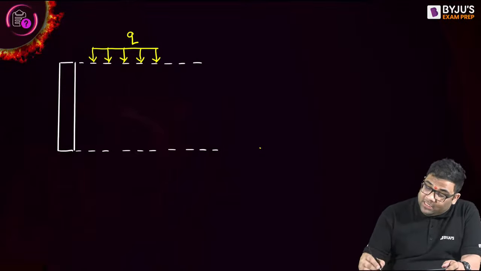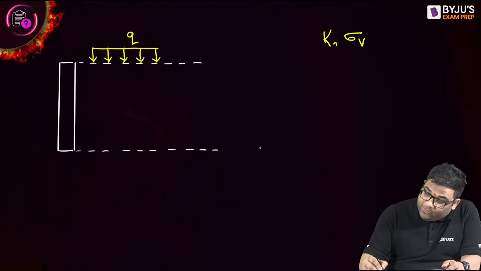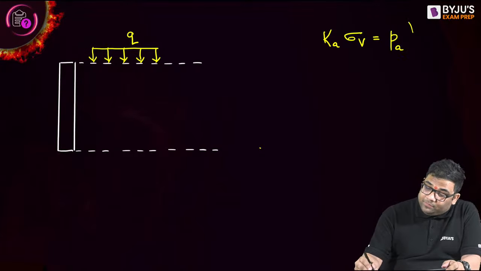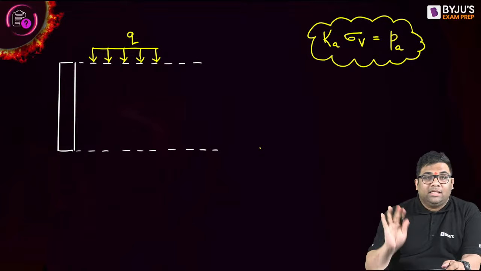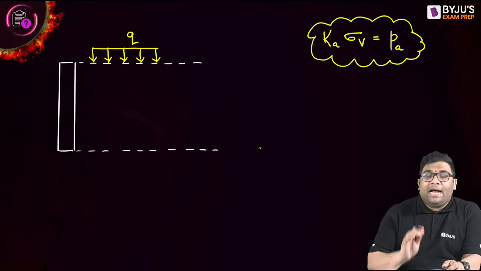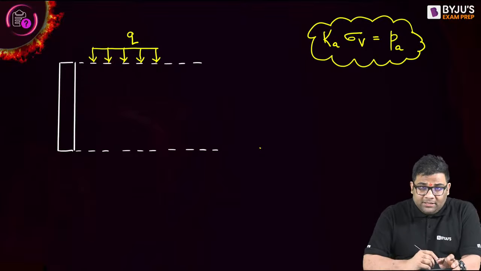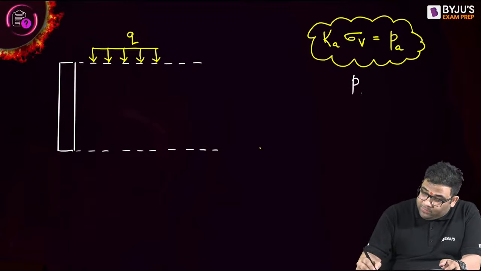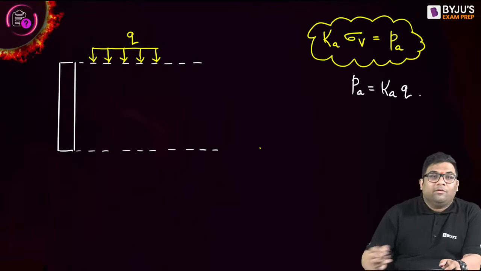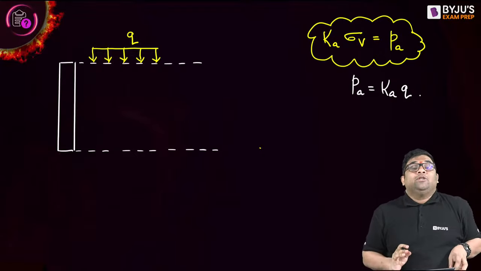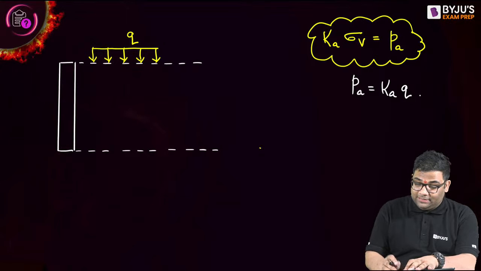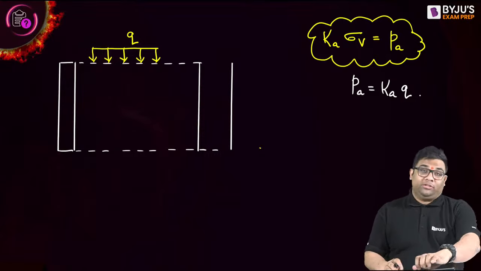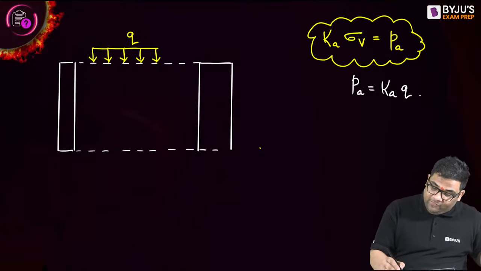And what was earth pressure? The earth pressure was Ka into vertical stress. So this is your earth pressure. Now, due to surcharge, the vertical stress is Q only everywhere. So the active earth pressure will be simply Ka into Q, from top to bottom. So I'll get a rectangular distribution like this due to surcharge, and I can find out the force.